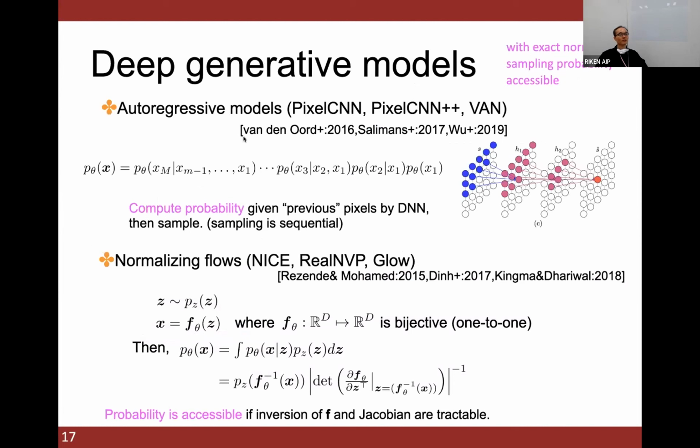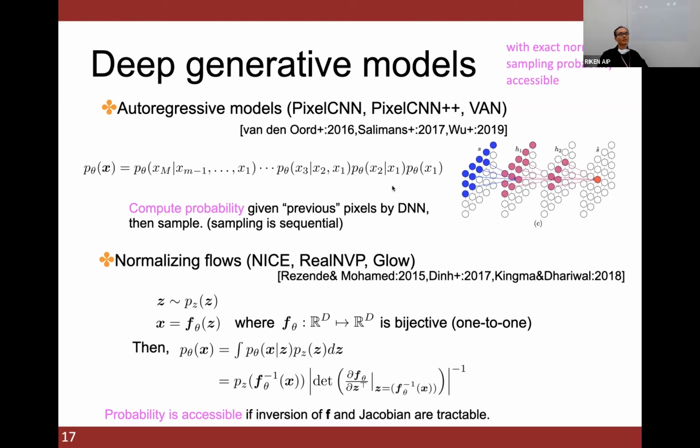So the first one, the autoregressive model, models the data distribution in this way. Originally it was proposed for image analysis, and let's say X is the image, and we put some ordering on the pixels. So we have X1, X2, X3 to Xm. And in this model, we first define the probability of the first pixel. And if we compute this, we can draw the sample of the first pixel, X1.